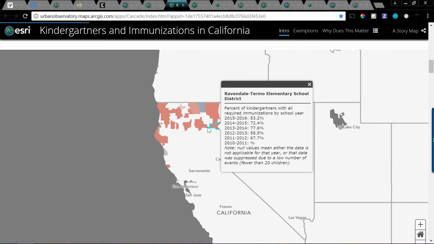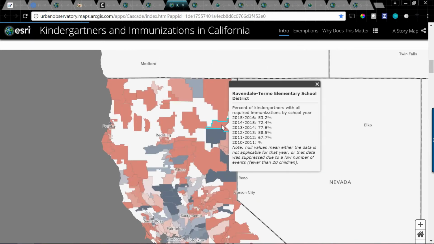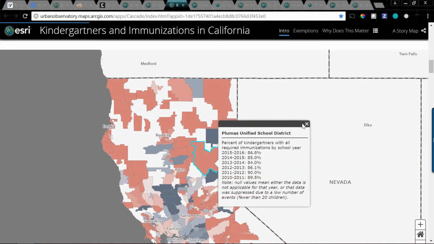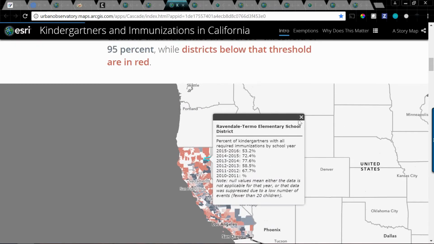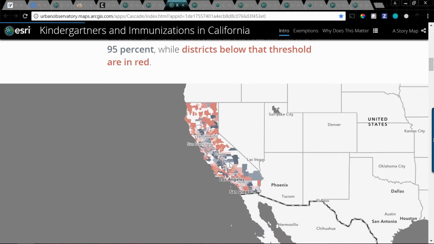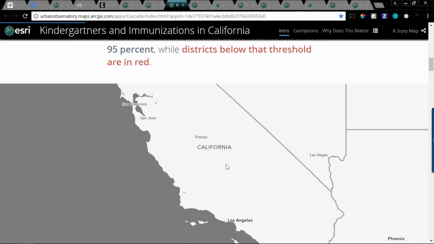If we zoom in here, on this particular school district, the Ravendale-Termo Elementary School District, you can see a history of immunization data. They didn't have data for 2010 or 11, but as we move through the years, you can see they made some progress in 2013 and 14, and then they seem to have a big setback in that particular year, right? This map is color-coded so that areas in red are an alert color, and areas in gray are more normal, right?